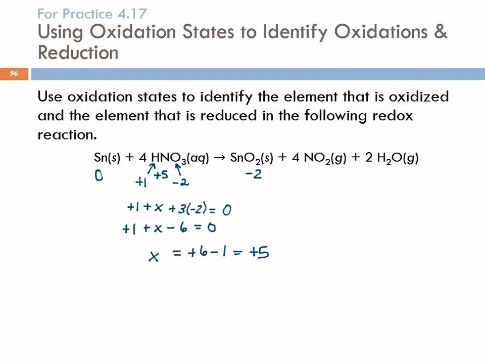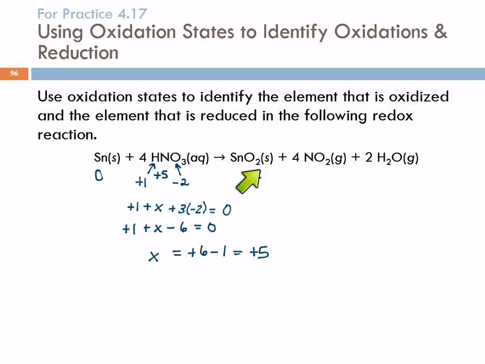And why is it 0 then? Because this is a neutral molecule, it doesn't have a charge overall. If it was a polyatomic ion, then all the oxidation states have to add up to the overall charge.